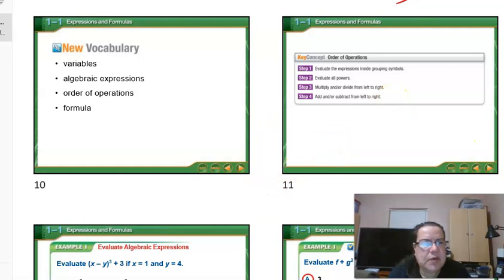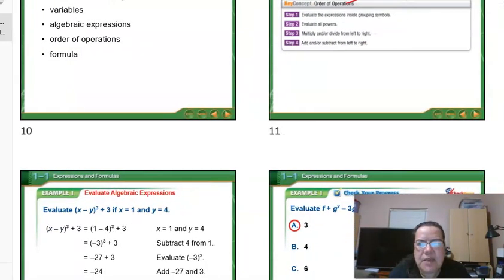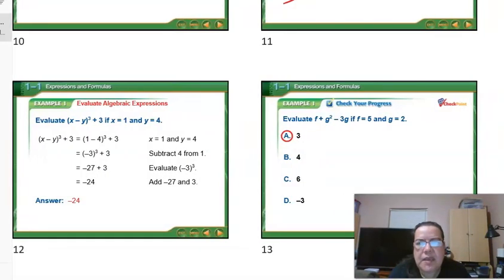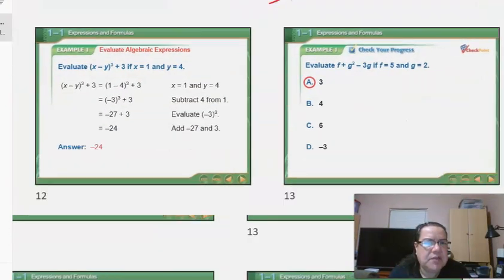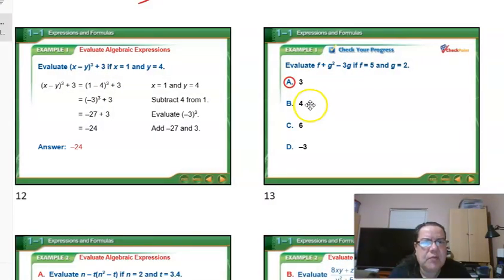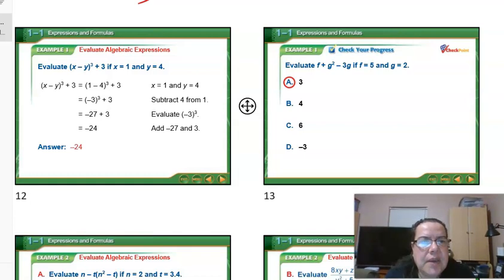So let's go ahead and we're going to look at a couple of examples here. In your packet, you've got already one that's already worked out for you. So I'll go ahead and let you read that. But if you notice, and there's an extra question, so let me go ahead and work this one out. So if you notice, it's asking you to evaluate f plus g squared minus 3g when f is equal to 5 and g is equal to 2. So we're going to substitute those two numbers in and see what we get.